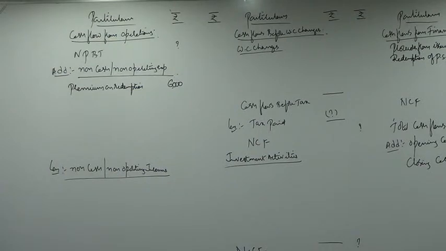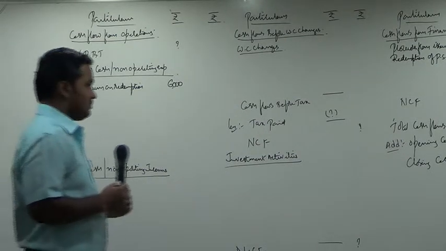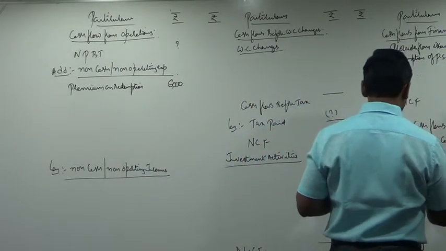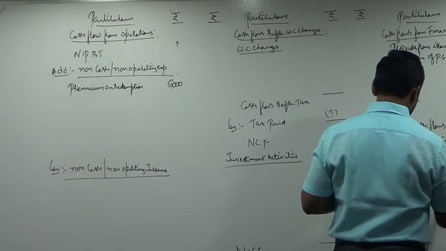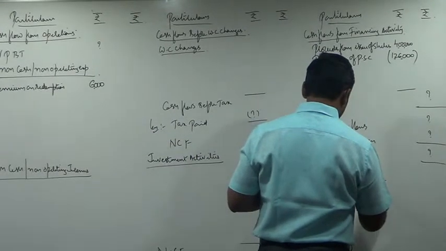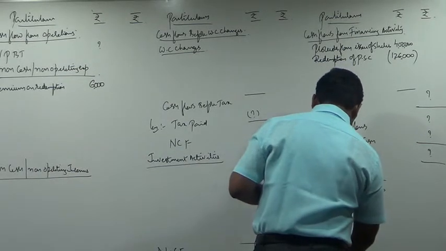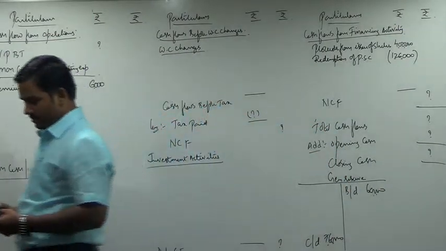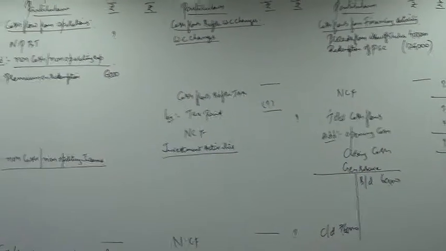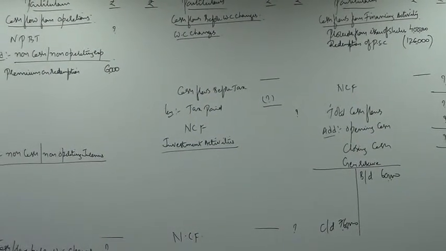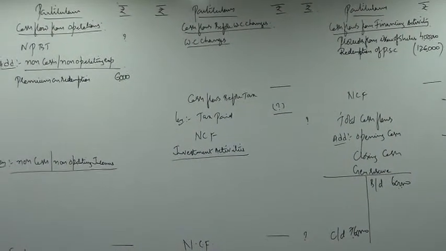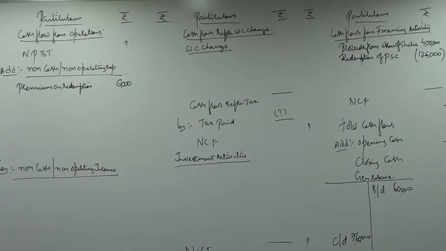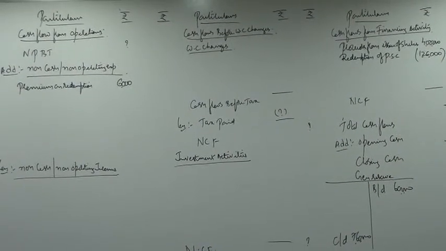Next, general reserve. Last year 6 lakhs, current year 7 lakh 60,000. Open general reserve account. Brought down 6 lakh, carried down 7 lakh 60,000.